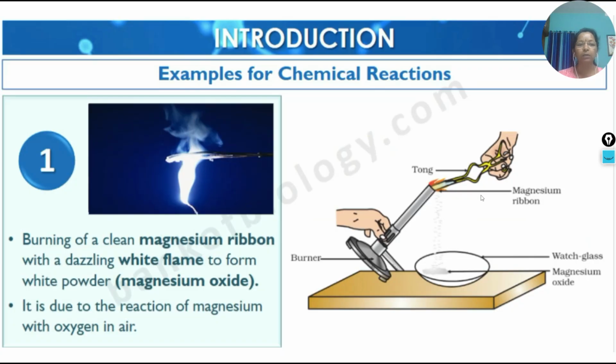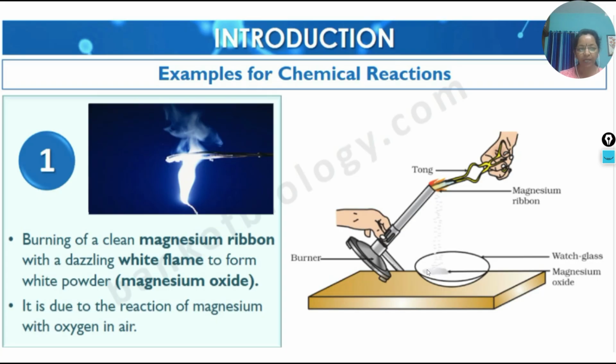Now, an example of a chemical reaction: the picture shows the burning of a magnesium ribbon held in a pair of tongs. One thing you have to be very careful about is that the magnesium ribbon should be cleaned before we start the experiment. If we burn the magnesium ribbon, we can see a very dazzling white flame, and we get a white residue in the china dish. We call it magnesium oxide.